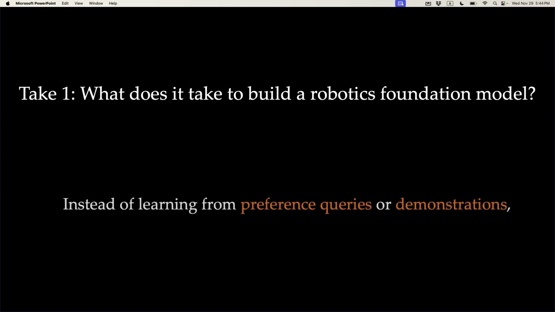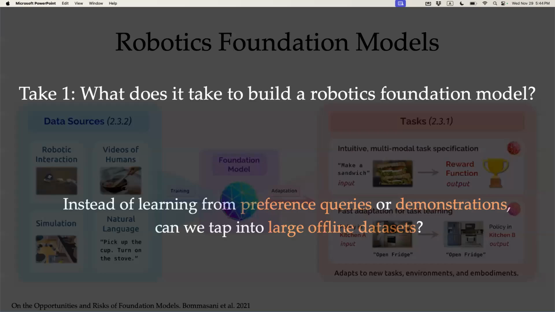Under this take, the idea is that instead of tapping into preference queries or demonstrations, the question is, can we tap into large offline data sets? The promise is that there are large offline data sets out there. From these data sets, we could try to train or pre-train a model, tap into that information, and use it in downstream settings. And that would be really wonderful.